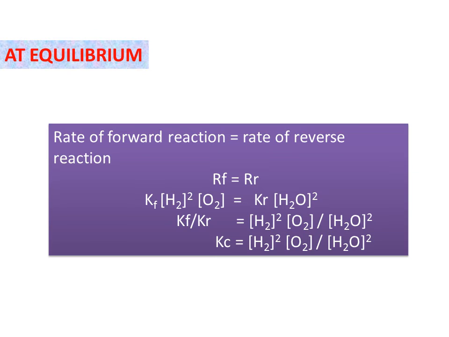So if we rearrange this equation, we will get Kf by Kr is equal to concentration of hydrogen, concentration of oxygen divided by concentration of water. So we can also write the Kc, because we know that Kc is equal to Kf by Kr. So we can write Kc is equal to concentration of hydrogen, concentration of oxygen divided by concentration of water. So this is the Kc expression for the water molecule formation.